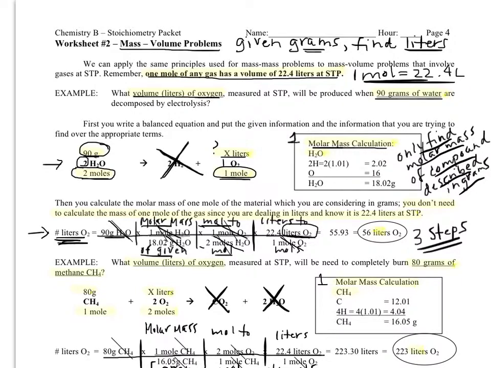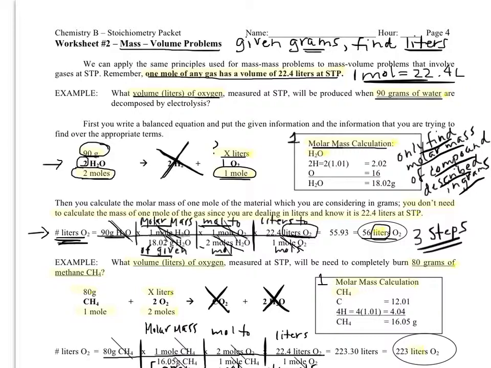Now I'm going to go through and do my calculation. 90 times 22.4 divided by 18.02, and again divided by 2, which gives me a number that I should be able to round to 56 liters of oxygen. Notice my units in these problems are going to be liters, not grams like worksheet 1.